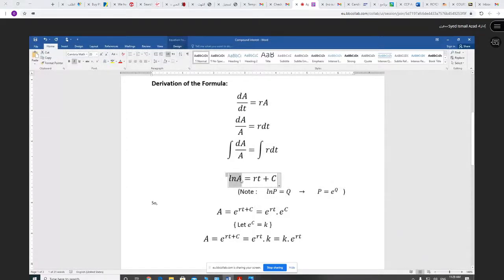This is now what you have: ln A is equal to RT plus C. Here A is the amount, T is the time, R is the rate. Plus C. What is C? C is the constant of integration. This is always there. Now see, in the next step, I will convert this logarithmic equation into the exponential equation.